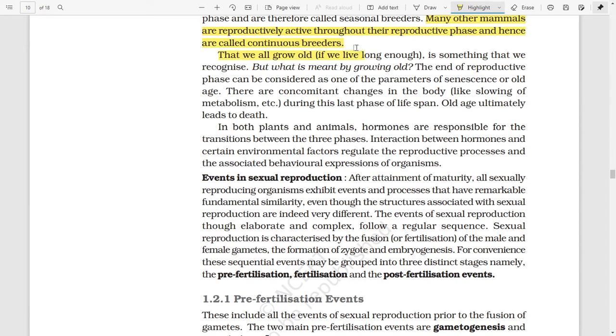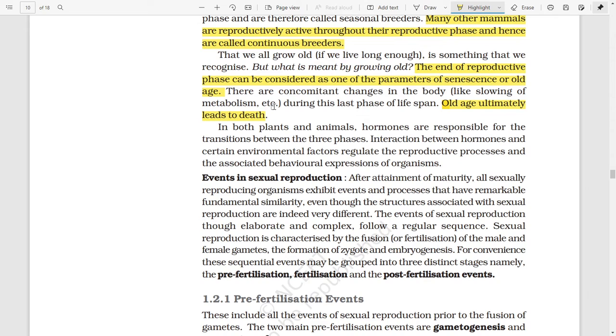Many mammals are continuous breeders. That we all grow old if we live long enough is something that we recognize. But what is meant by growing old? The end of the reproductive phase can be considered as one of the parameters of senescence, or old age. There are concomitant changes in the body, like slowing of metabolism during the last phase of lifespan. Old age ultimately leads to death.